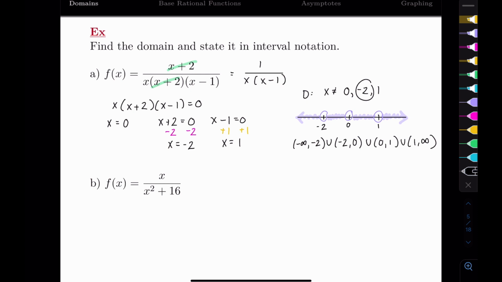I have to exclude it from the domain. Right? But this will be important again later on when we talk about our vertical asymptotes. All right, let's try another example. So part B, same thing.